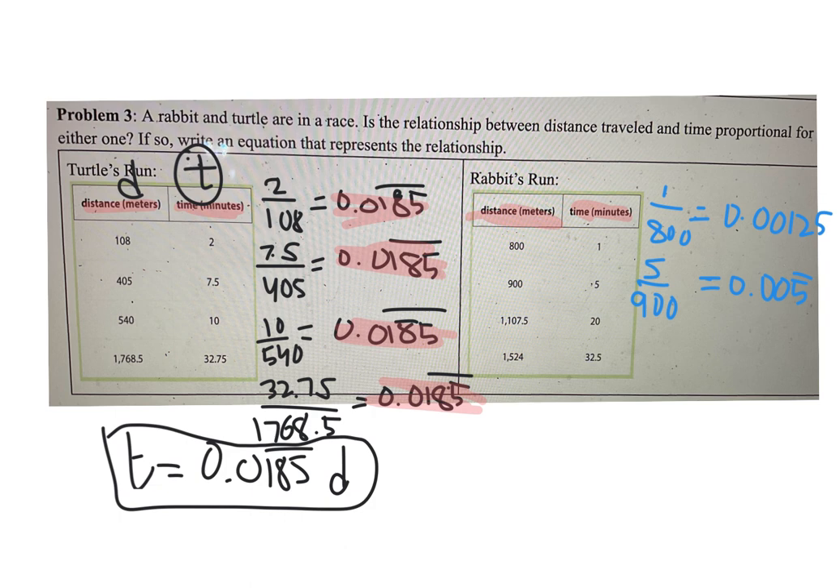When you're getting like 0.00555555, it's just the calculator's rounding at the end to a 6, but it's really just the 5's going to repeat forever. As you can see, the first and second rows are not the same. They're not equal, so it's not proportional, and there won't be an equation for the rabbit.